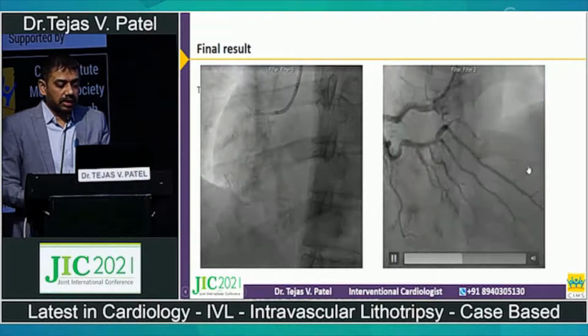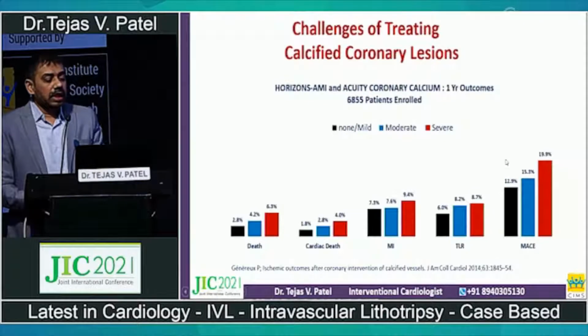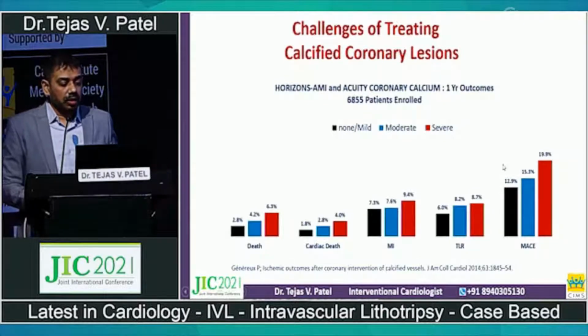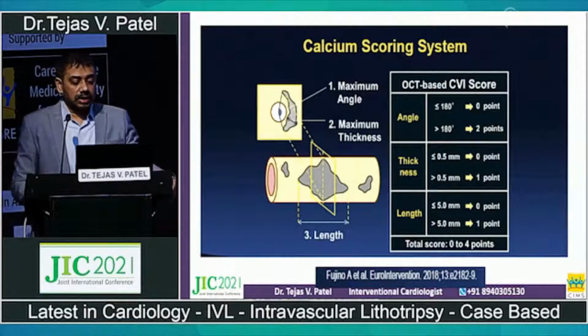So it was a satisfactory result without any complications and good flow distally. So, challenges of treating calcific coronary lesions. We all know that based on the various data and various studies, calcific coronary lesions are associated with increased adverse cardiovascular outcomes as far as the long-term CV outcome is concerned.